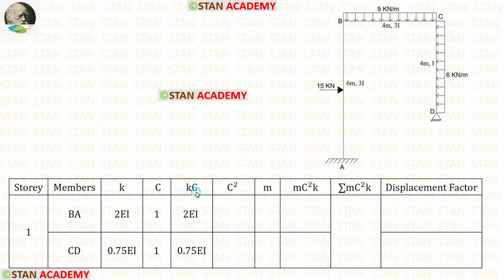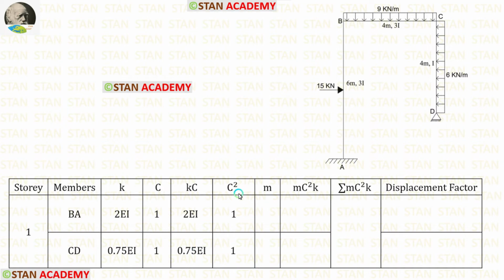Now let us find KC. For that, we have to multiply C with K. When we multiply these two values, we are getting 2EI. And when we multiply these two values, we are getting 0.75EI. Now let us find C square. When we square 1, we will get 1. And when we square 1, we will get 1.